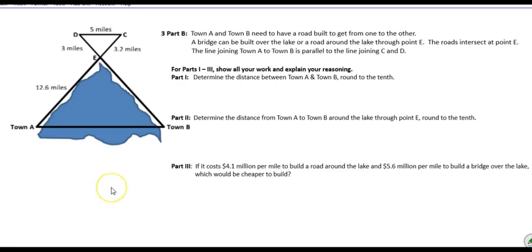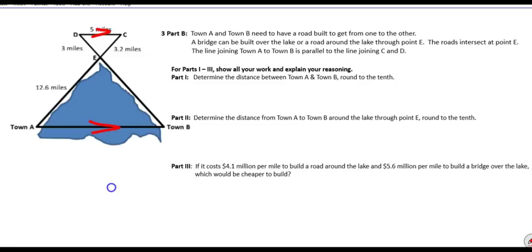Part B says town A and town B need to have a road built to get from one to the other. A bridge can be built over the lake or a road around the lake through point E. The roads intersect at point E. The line joining towns A and B, A to B, is parallel to the line. So we're going to draw on this drawing that these two lines are parallel, because that's going to be relevant as we work through the problem.